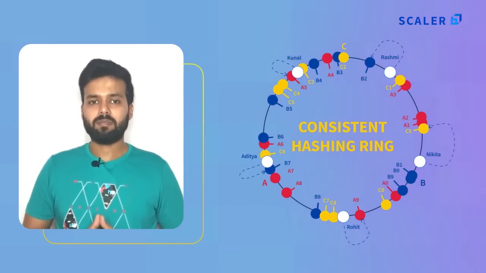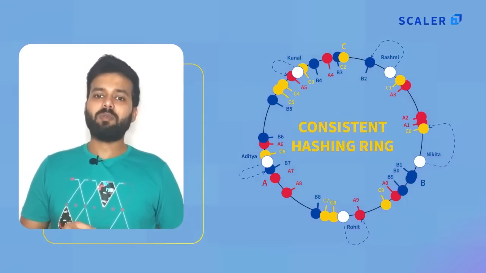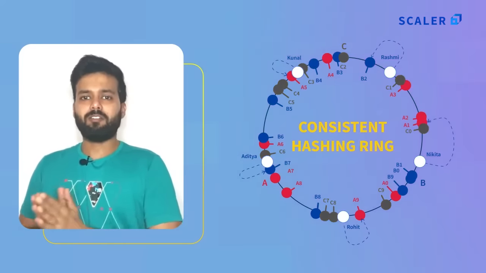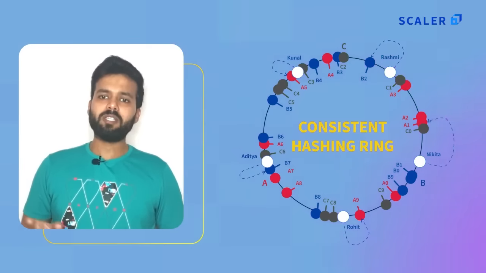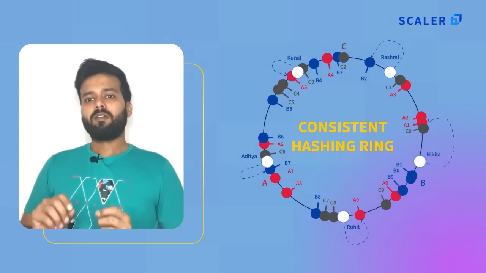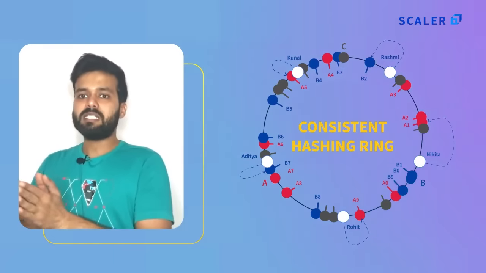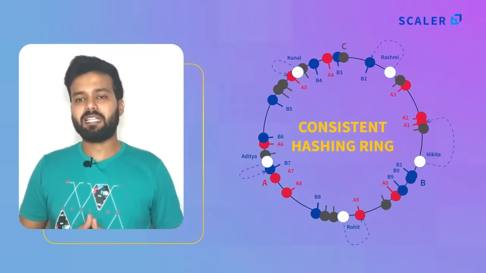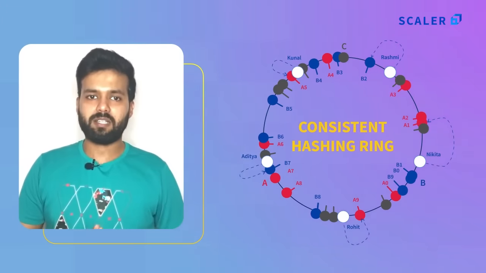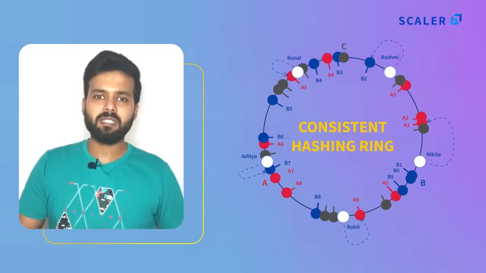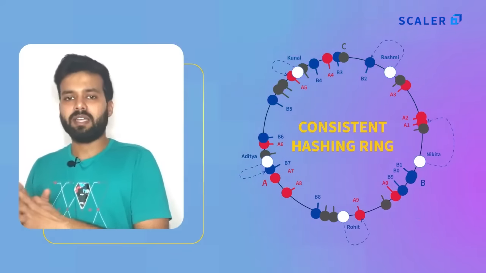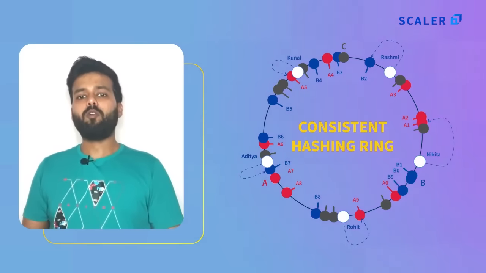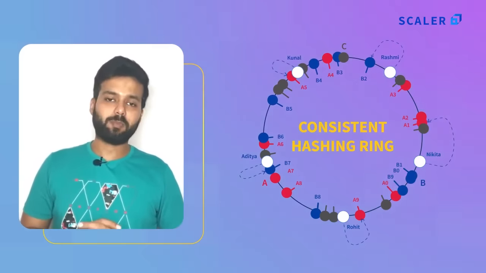Now let's see what happens when we remove one server. Imagine that server C is now removed. To account for this, we must remove all the labels C0 to C9 from the circle that we had, the circle which was basically representing the consistent hashing ring. This results in the object keys being reassigned to servers A and B. Whatever keys were residing in server C will now be reassigned to servers A and B respectively.